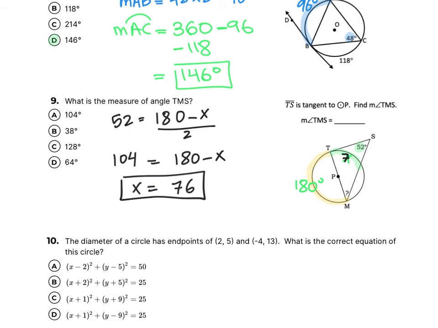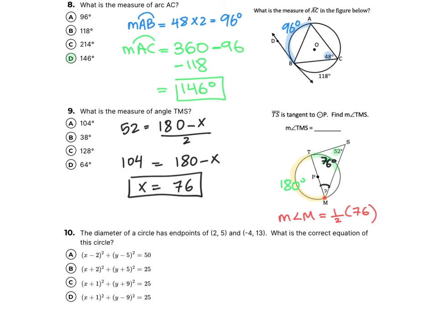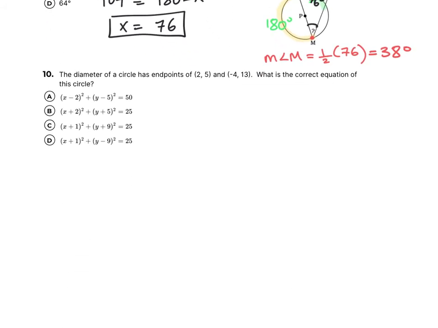So if this is 76, the angle M is an inscribed angle because the vertex of the angle is on the edge of the circle. So the measure of angle M is equal to half of the intercepted arc, which is 76. And half of 76 is going to be 38 degrees. So this is 38.